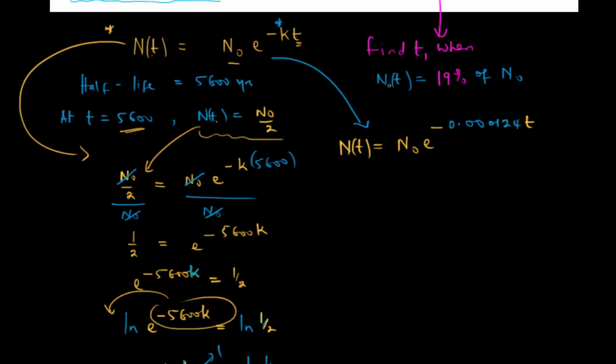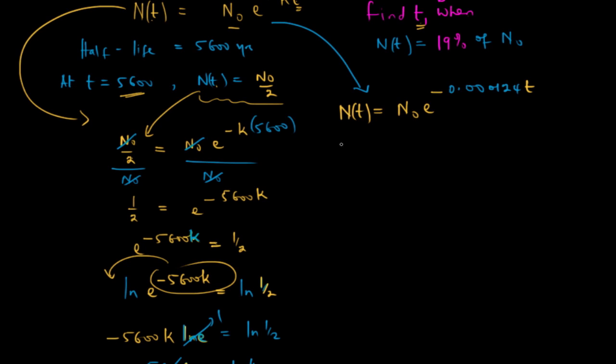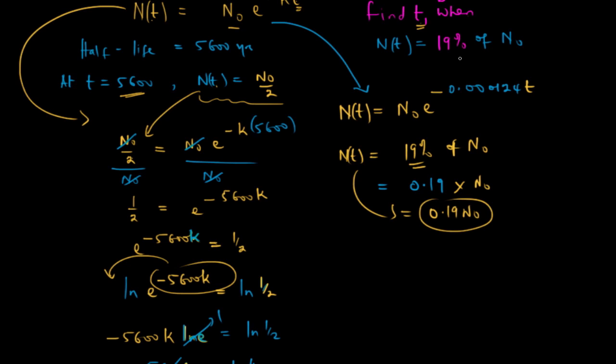So what the question says is find the time when N of t is 19% of N naught. So we want to find t when N of t is 19% of N naught. Now 19% is the same thing as 0.19, because this is 19 over 100. Then "of" is the same thing as times N naught. So 0.19 N naught. So we want to find t when N of t is 0.19 N naught.